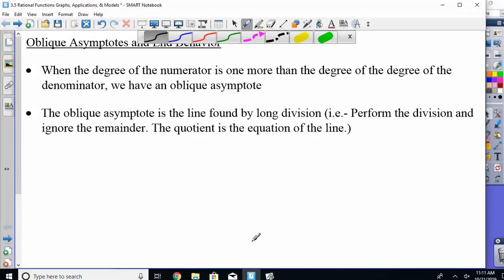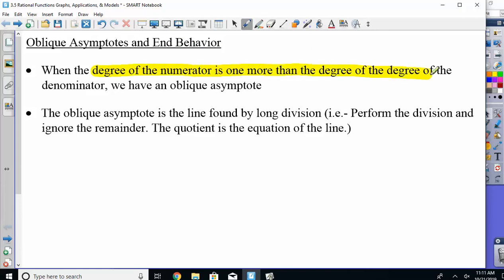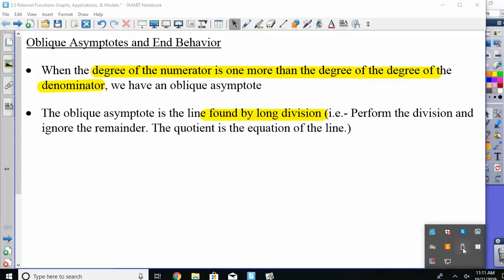The piece that we ran out of time for was the oblique asymptote. This is posted on that Classroom handout if you don't want to write it all down. This happens when the degree of the top is 1 more than the bottom. So you have like an x to the 4th over x cubed, or an x to the 7th over x to the 6th. If the degree on top is 1 more, we have oblique, and to find it, we have to do long division. So that's the piece you need to jot down here.